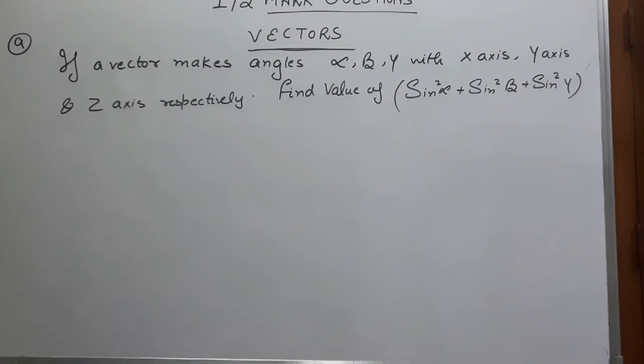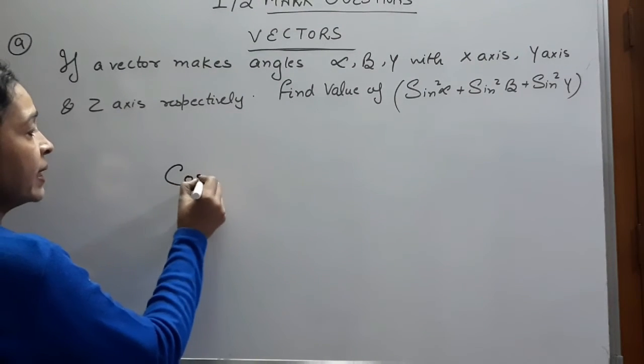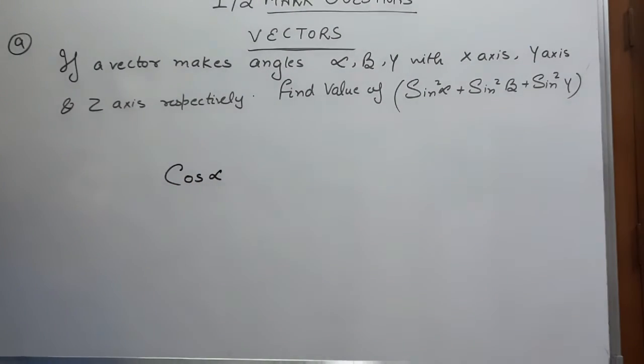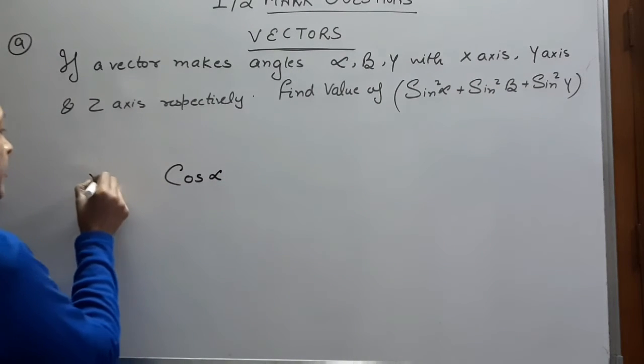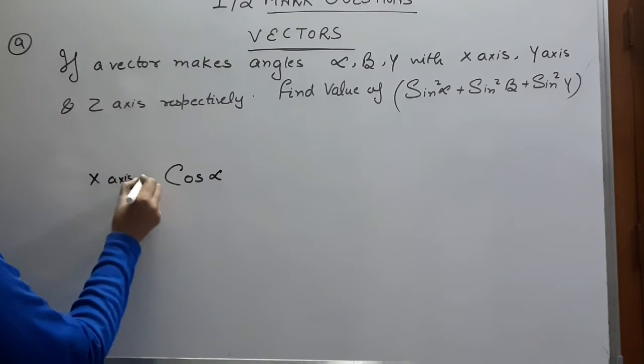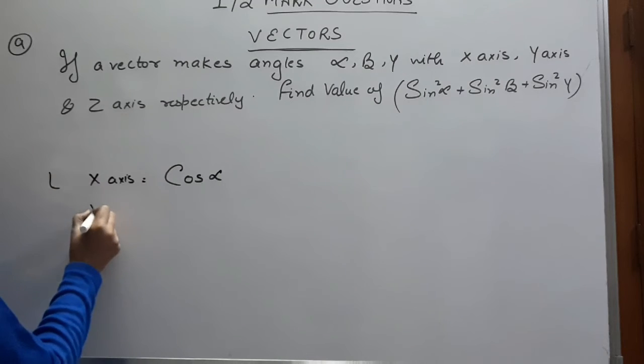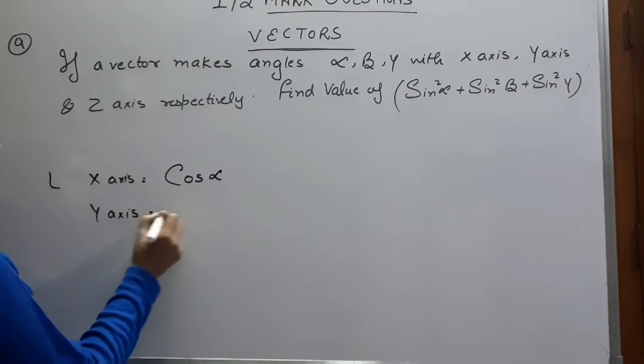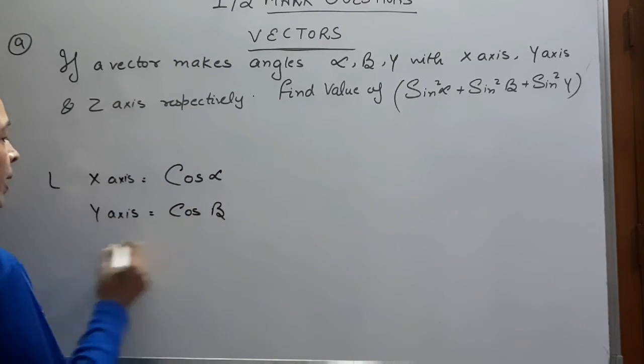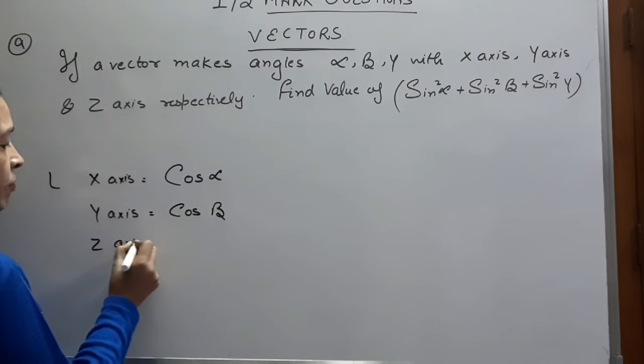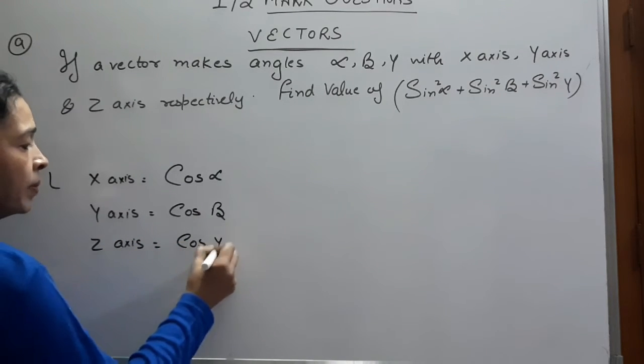If a vector makes angles alpha, beta and gamma with the x-axis, y-axis and z-axis, we have to find the value of sine square alpha plus sine square beta plus sine square gamma. The angle with the x-axis can be written as cos alpha, the angle with the y-axis is cos beta, and the angle with the z-axis is cos gamma.